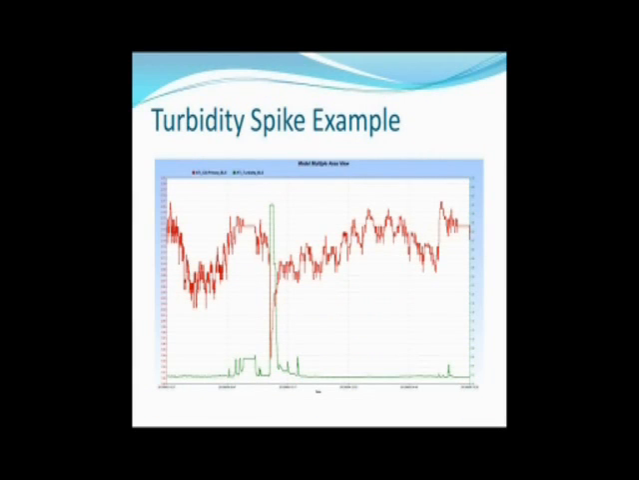And then here's just a good example of a turbidity spike. You can see the turbidity in green there and the chlorine in red. As the turbidity spikes up to 4, the chlorine also drops accordingly.